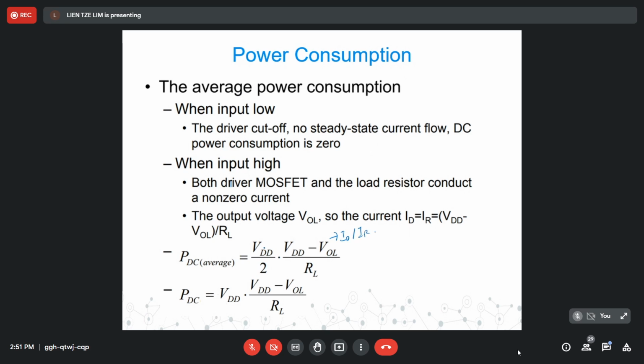Okay, and then this is VDD divided by 2. Why divided by 2? Because this is to get the average DC power dissipation. If you want to calculate the DC power dissipation, it will be VDD multiplied by (VDD minus V output low), divided by RL.